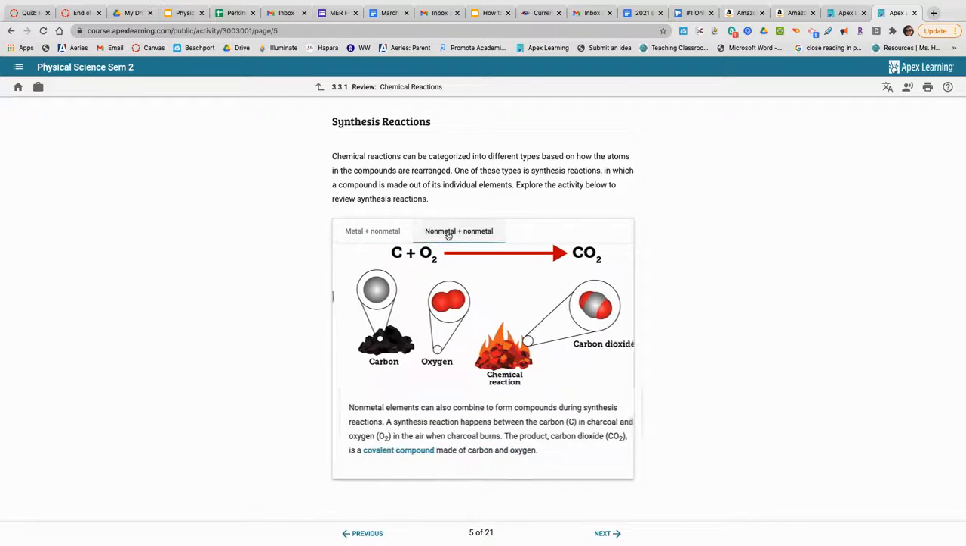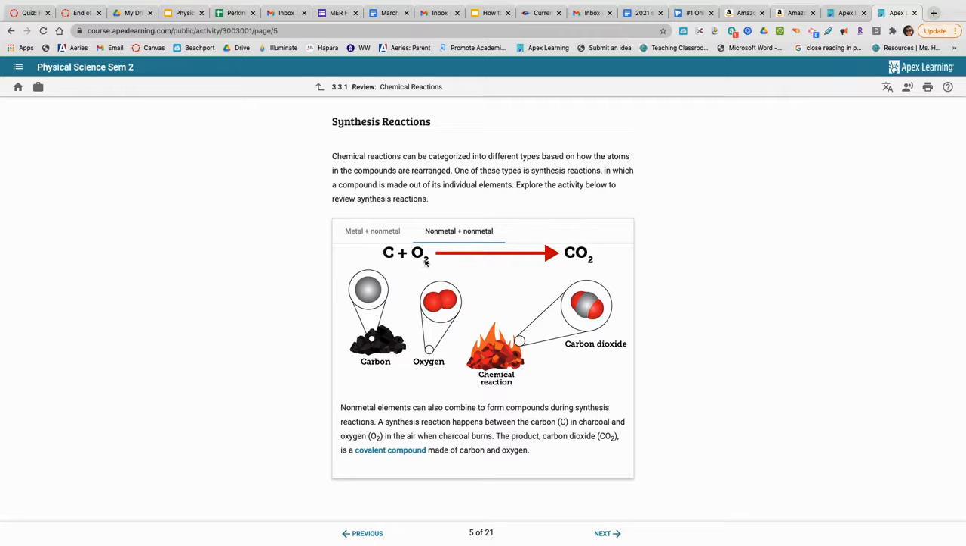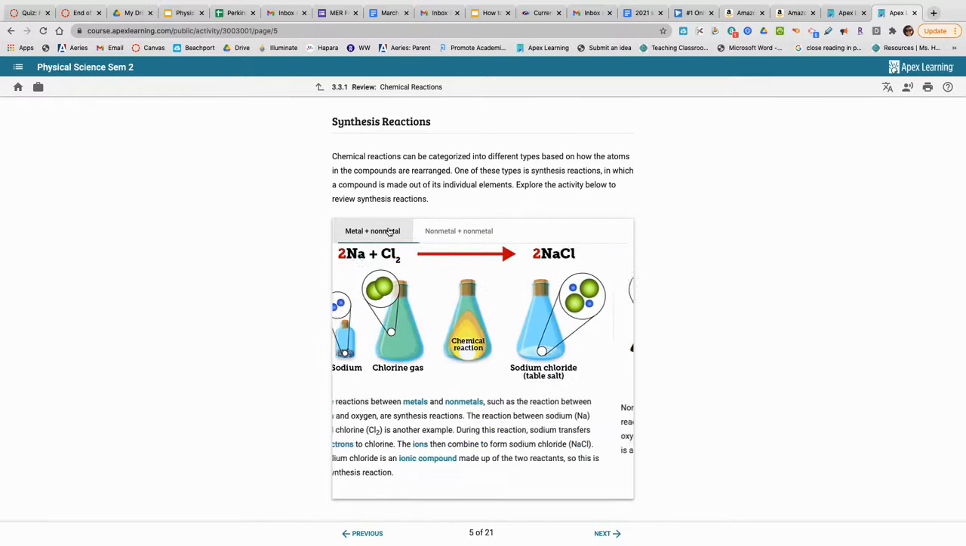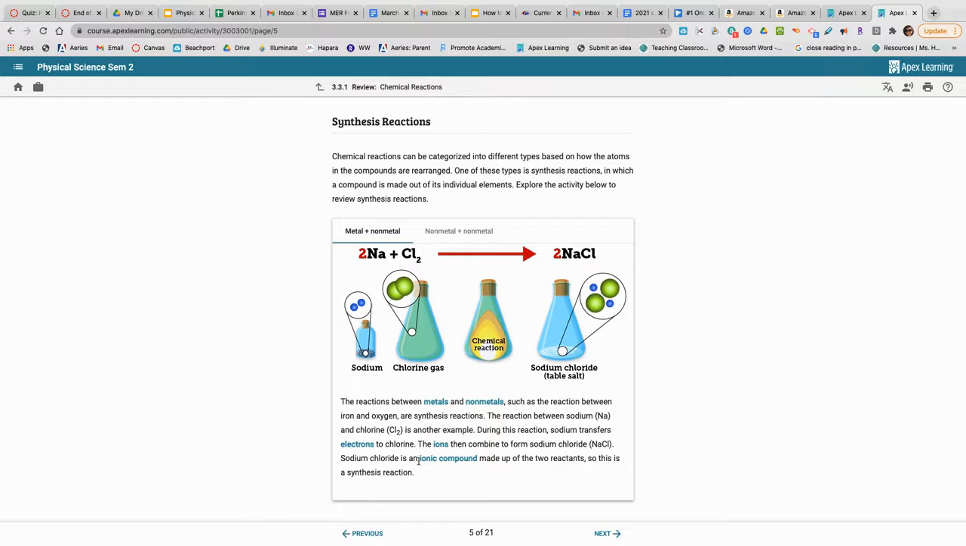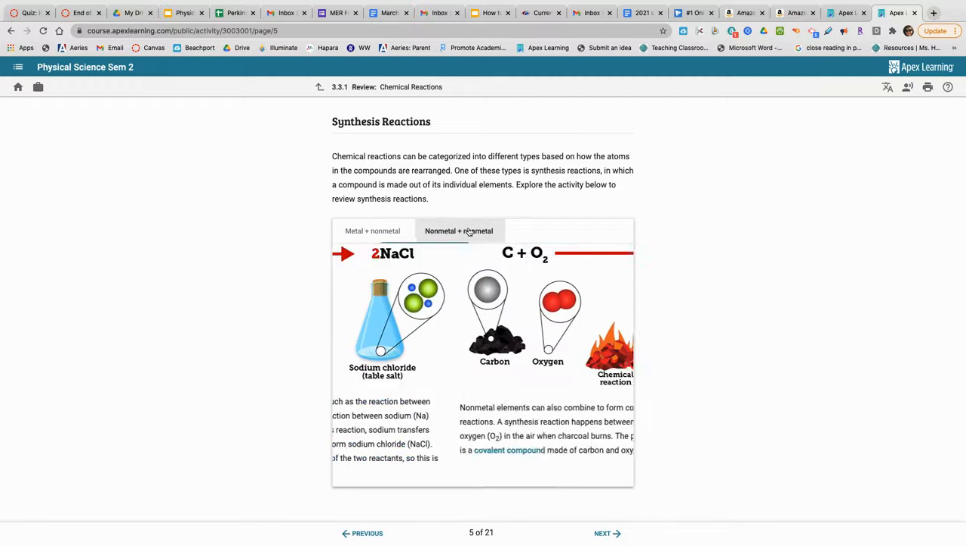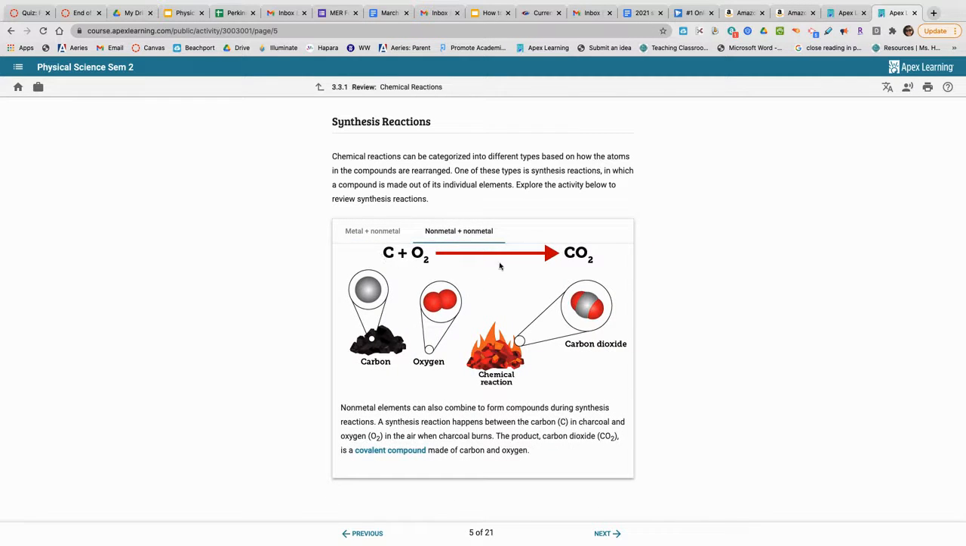Another example is a synthesis reaction between 2 nonmetals. So here carbon and oxygen, again another diatomic molecule, combine to form carbon dioxide. Okay, 2 things combine to form 1 thing. That's called a synthesis reaction. This is held together by covalent bonds, whereas the metal and nonmetal are held together by ionic bonds, okay? You will also notice that there are no coefficients here because the way that the equation is originally written, it's already balanced. So we don't use any coefficients to balance it.